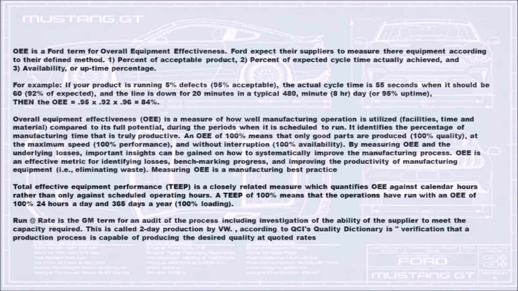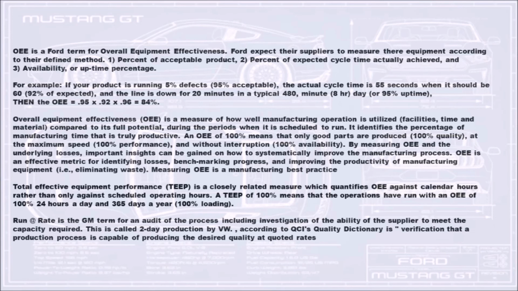For example, if your product is running 5% defects, so 95% acceptable, the actual cycle time is 55 seconds when it should be 60, so 92% of expected, and the line is down for 20 minutes in a typical 480-minute, 8-hour day, or 96% uptime. Then the OEE equals 0.95 multiplied by 0.92 multiplied by 0.96 equals 84%.